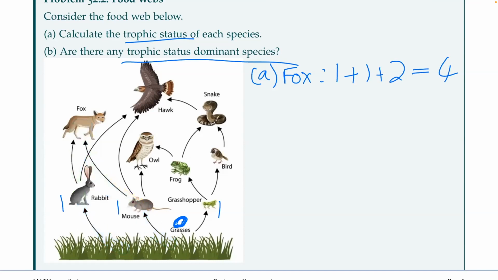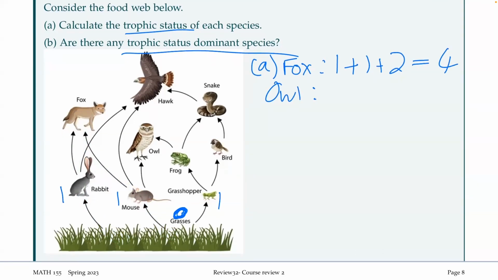Let's think about now the owl. So the owl, what does the owl eat? It eats a mouse. It also eats a frog. We can have a 1 plus 1 here. Those are the path lengths, the longest paths from those species to the owl. What has longest path 2? Well, there's this grasshopper here that has path length 2. So we're going to add on a 2 here.